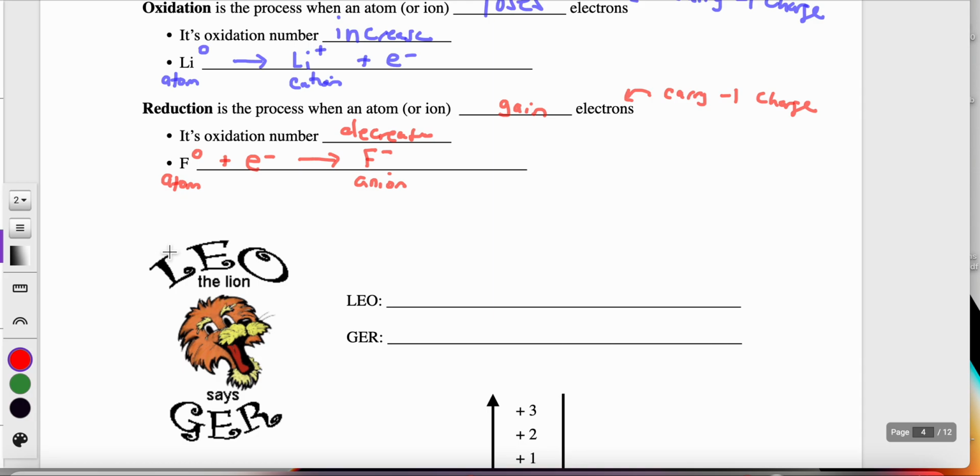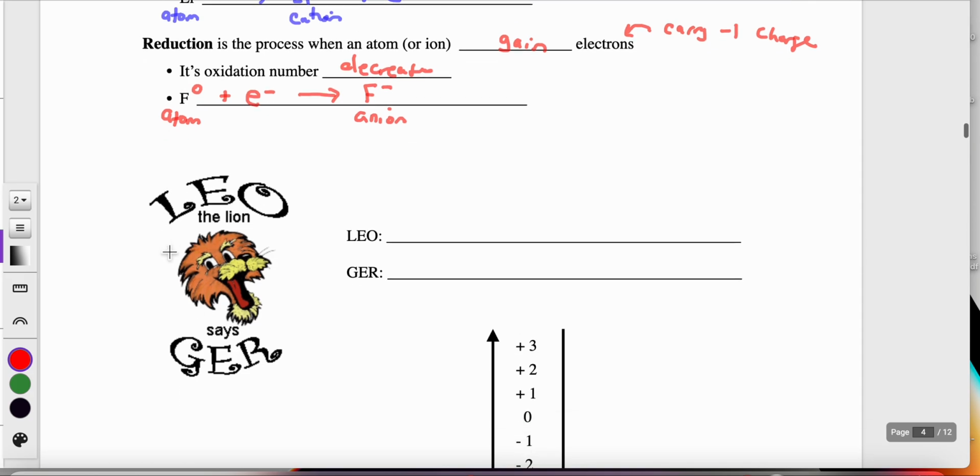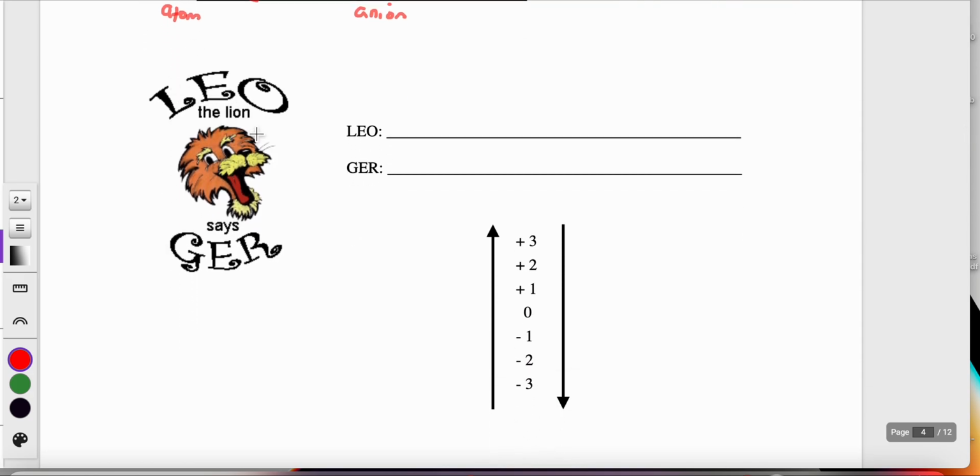Now, remembering the definitions can be a little bit hard, so there's a silly saying known as "LEO the lion says GER." LEO, the name of the lion, stands for lose electrons, oxidation. And when LEO says GER, GER stands for gain electrons, reduction. This little saying can help you remember the definitions of the oxidation versus reduction processes.